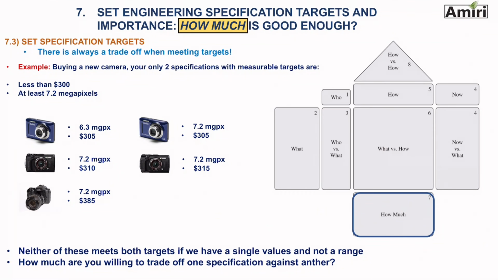You want to buy a new camera and you have two specifications, just a set of specifications. It should be less than $300 and it should have 7.2 megapixels resolution. When you look at all of the choices I mentioned here, the five choices, some of them are less than 300. No, actually none of them are less than 300.